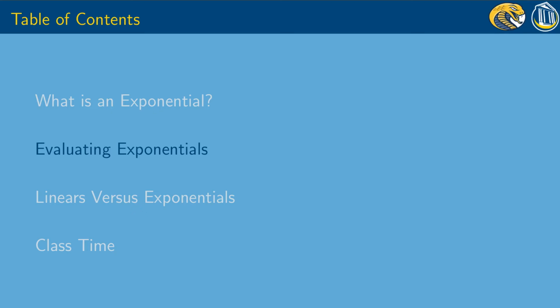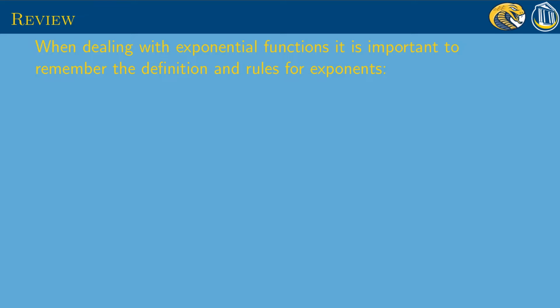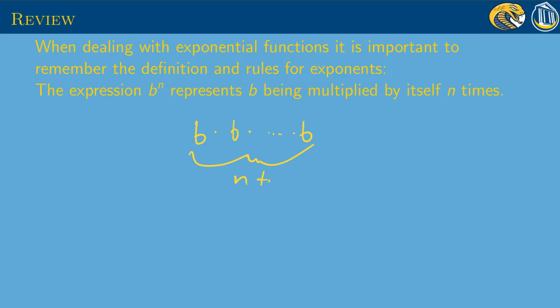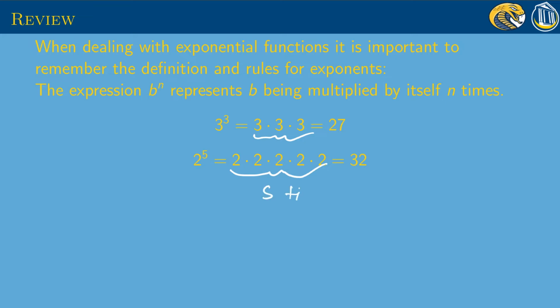Let's talk about evaluating exponential functions now. When dealing with exponential functions, it's important to remember the definition and rules for exponents. Specifically, the expression b to the n, as long as n is a whole number, represents b being multiplied by itself n times. And what that means is 3 to the power of 3 is 3 multiplied by itself 3 times, and 2 to the 5th is 2 multiplied by itself 5 times.